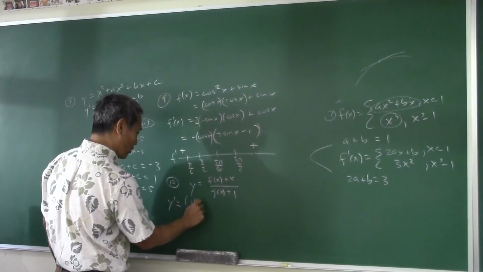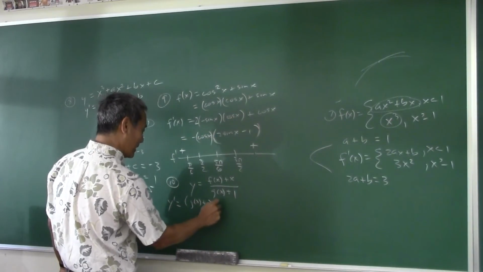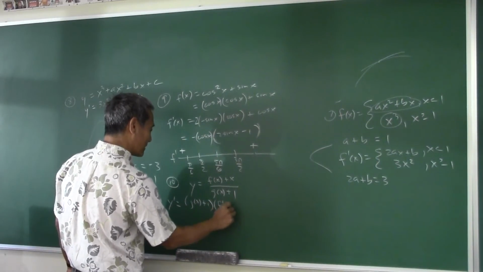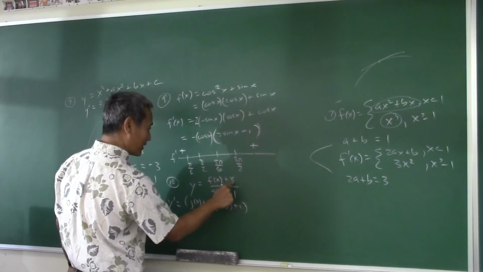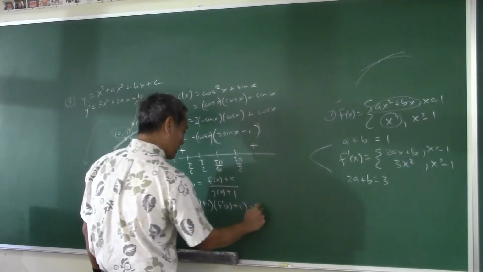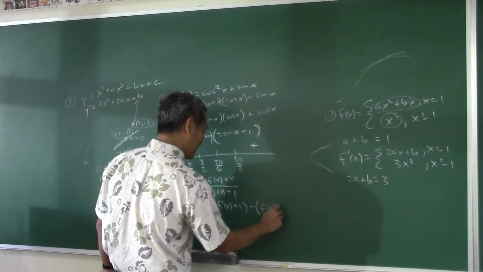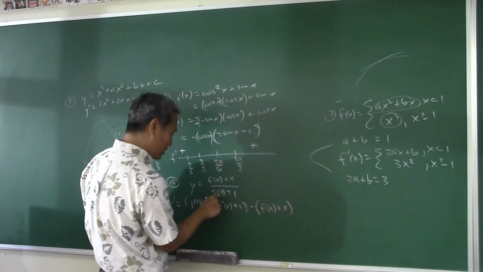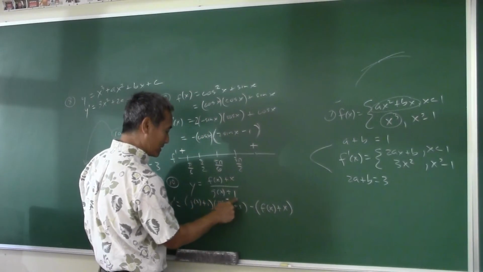So, low d high, which is f prime of x plus 1, right? F prime of x plus 1. Low d high minus high d low, so that would be g prime of x plus 0.